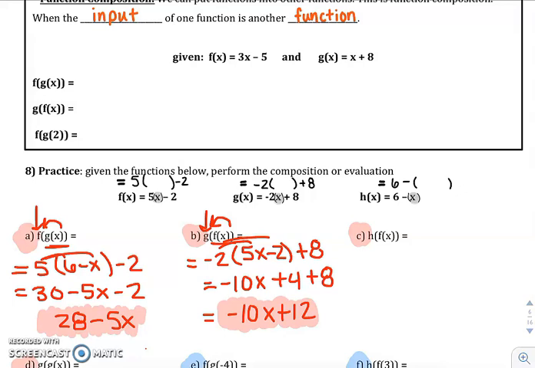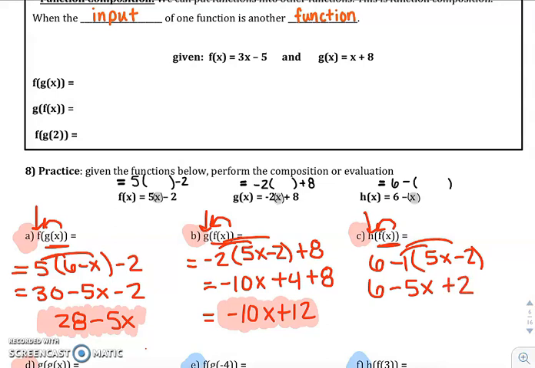So how about letter C? We're doing h of f of x. So we're going to start with h, which is 6 minus x. So 6 minus parentheses. And what are we plugging in that spot or substituting in there? The whole f function, which is 5x minus 2. So that negative, like a negative 1 or a minus 1, is what's going to get multiplied or distributed in there. So this will become 6 minus 5x, and then negative 1 times negative 2 will be plus 2. So after you've done that distribution, you guys can combine the 6 and the 2. So 6 plus 2 will be 8 minus 5x.